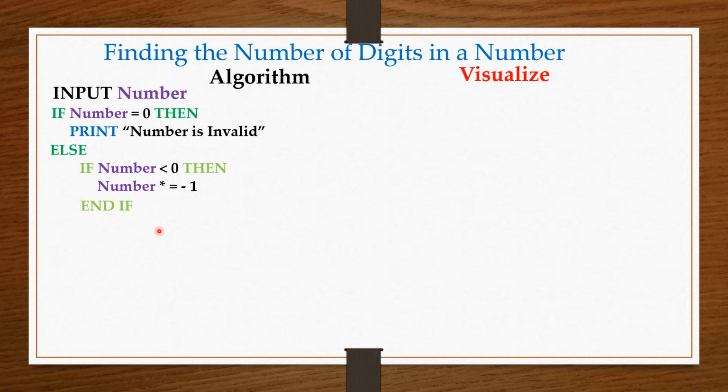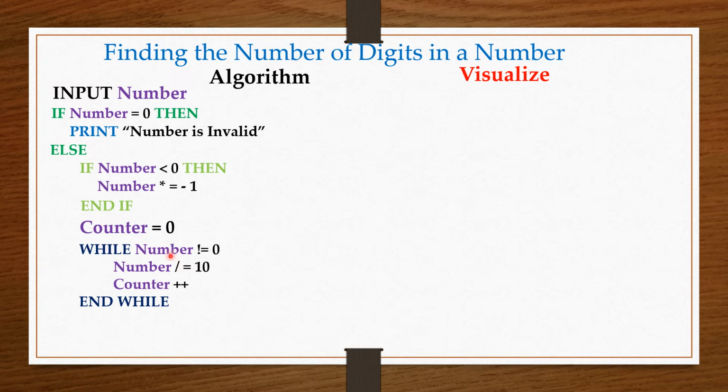Now we create a variable called counter, which is going to count the number of digits in the number. From there, we set a while loop. In this while loop, the idea we are going to use is that we are going to be removing one digit at a time from the last digit of the number.